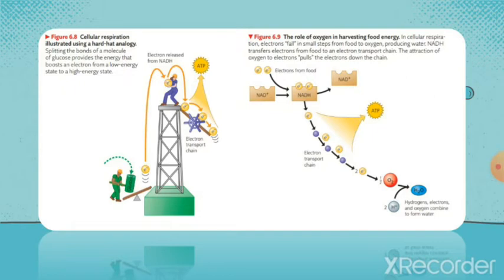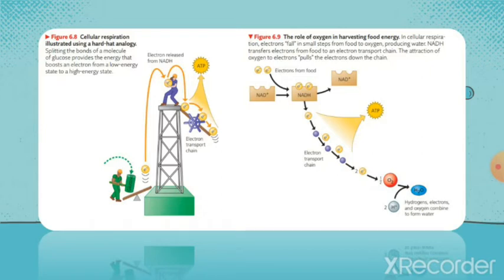The molecule at the bottom of the chain finally drops the electrons to oxygen. At the same time, oxygen picks up hydrogen, forming water. As you can see, in cellular respiration, using the hard hat analogy, the splitting of the bonds of a molecule of glucose provides the energy that boosts an electron from a low energy state to a high energy state. Then, the overall effect of all this transfer of electrons during cellular respiration is a downward trip for electrons from glucose to NADH to an electron transport chain to oxygen.